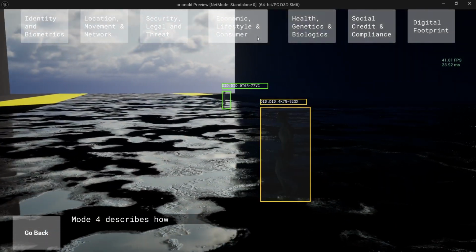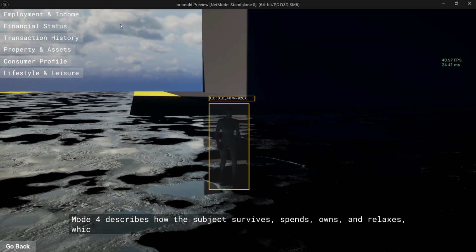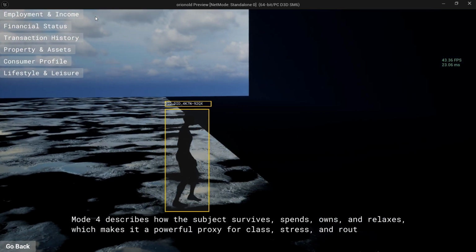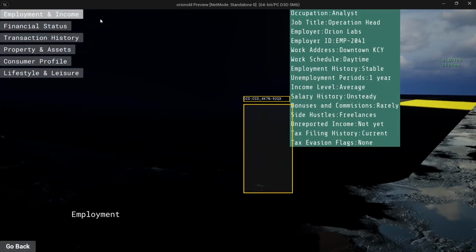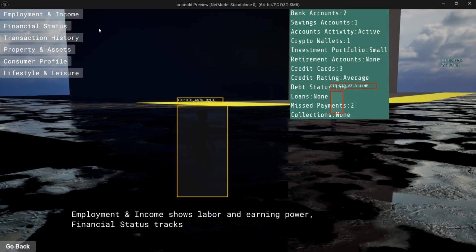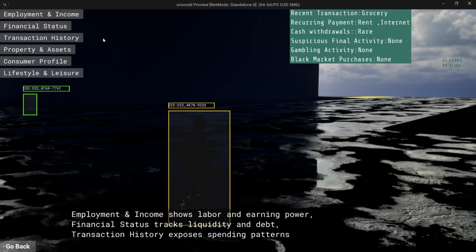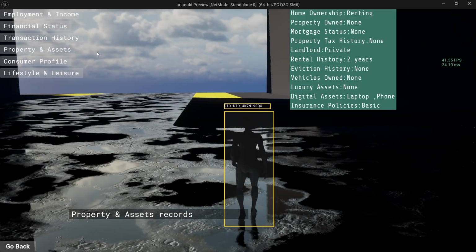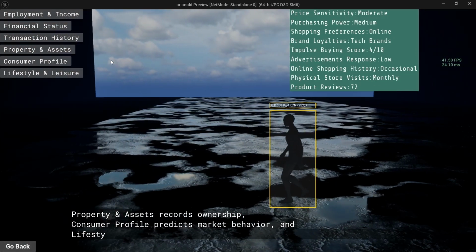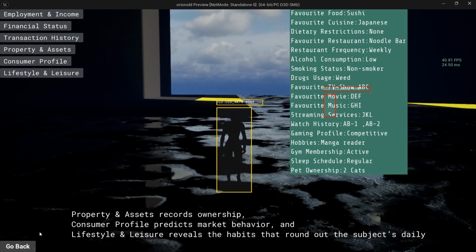Mode 4 describes how the subject survives, spends, owns, and relaxes, which makes it a powerful proxy for class, stress, and routine. Employment and income shows labor and earning power. Financial status tracks liquidity and debt. Transaction history exposes spending patterns. Property and assets records ownership. Consumer profile predicts market behavior, and lifestyle and leisure reveals the habits that round out the subject's daily life.